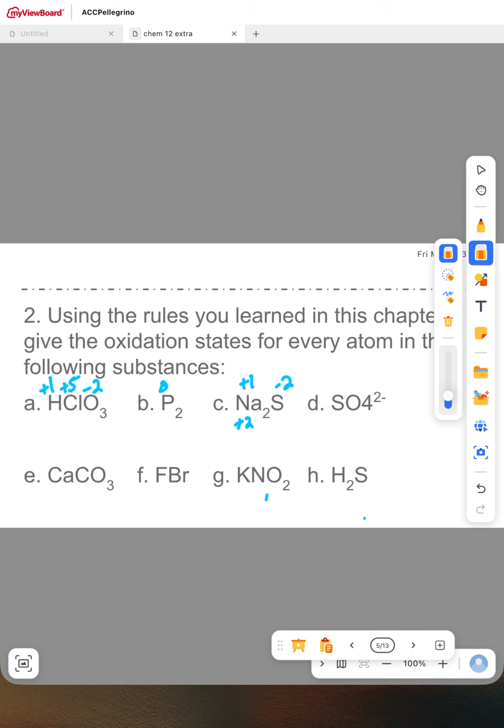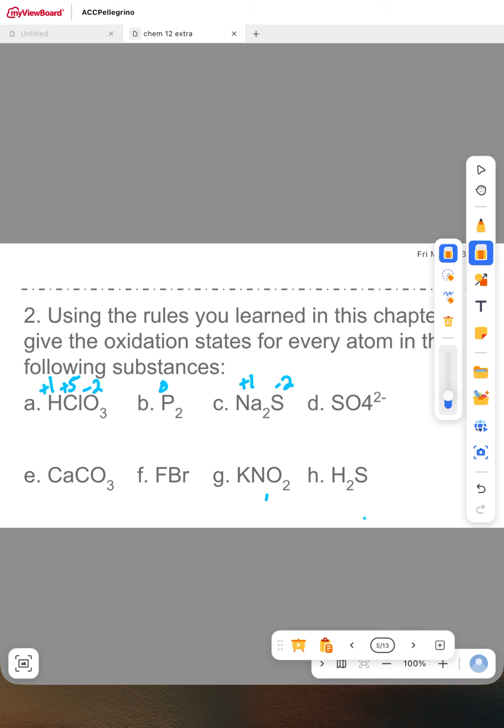You'd have those same rules for ionic charges that you would when you were learning about the ionic compounds. And those charges are going to be what your oxidation state is in that situation where you have an ionic compound. So you're going to have +1 for the sodium, and you're going to have -2 for the sulfur. That's going to be the oxidation state of each of those atoms.